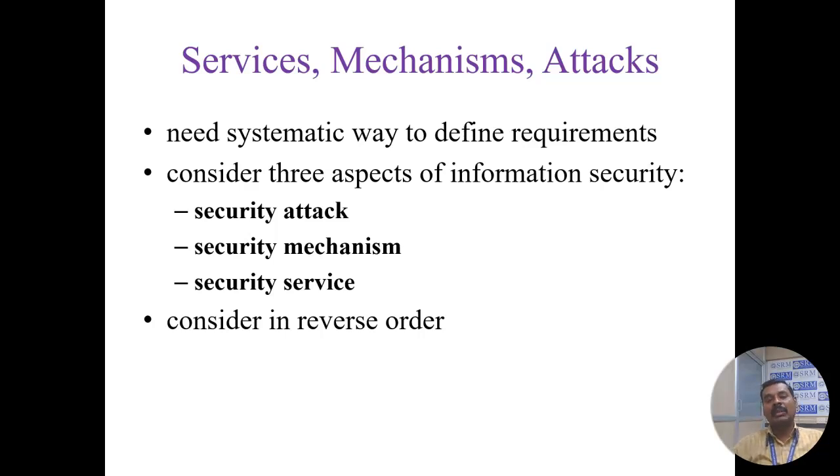This is our first topic: security services, mechanisms, and attacks. We need a systematic way to define these requirements. What are the three aspects of information security? We have some information, and we have to keep the information confidential and provide some security to it. The aspects to be considered are security attack, security mechanism, and security service. But we should consider them in reverse order. That means security service, then security mechanism, and at last the attack that makes it possible, right?